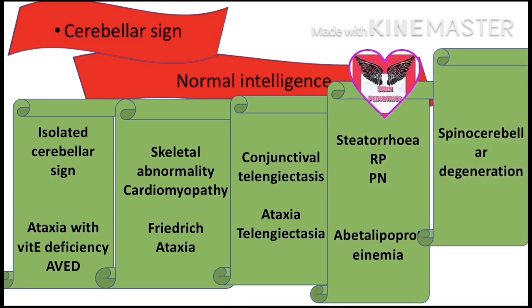And if we have spinocerebellar with normal intelligence, we have spinocerebellar degeneration. Okay, before completing this video, if the child presents with pyramidal tract sign with spasticity, pyramidal spasticity with normal intellect, we have familial spastic paraplegia. And if it presents with deafness and seizure, this is complex familial spastic paraplegia.